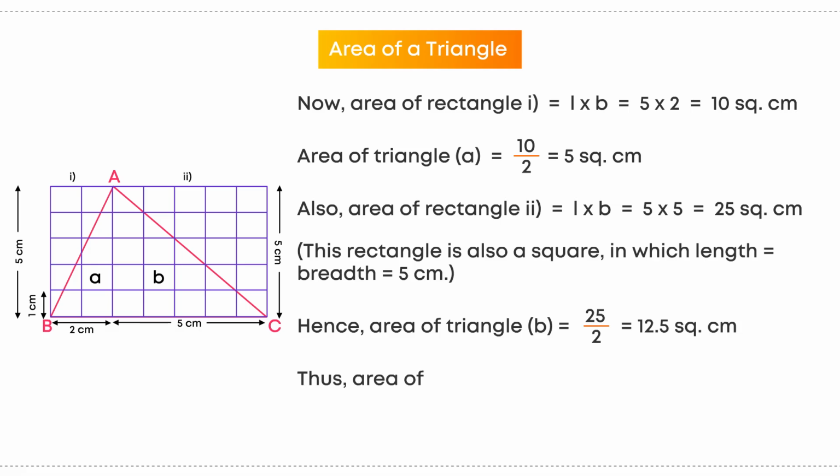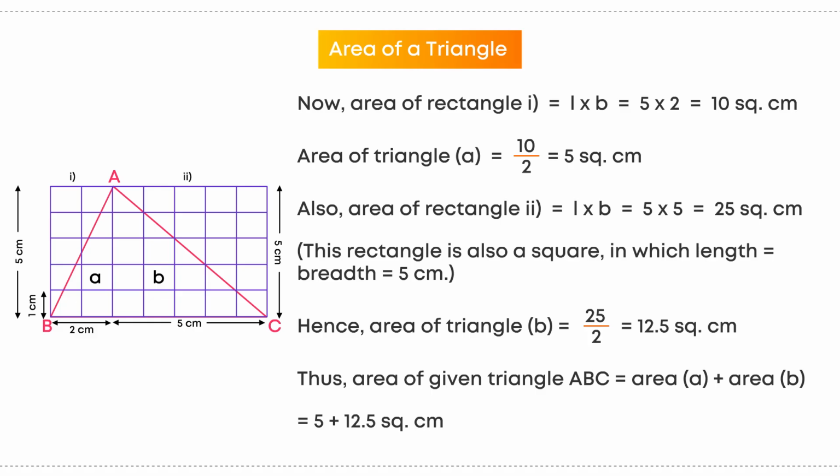Thus, area of given triangle ABC is equal to area A plus area B is equal to 5 plus 12.5 sq cm is equal to 17.5 sq cm.